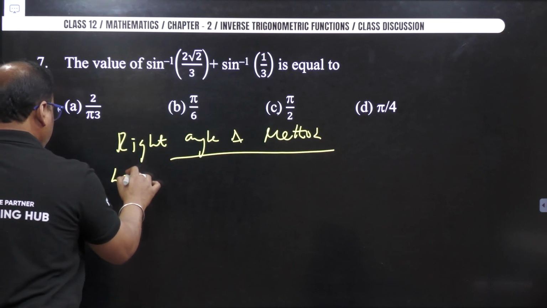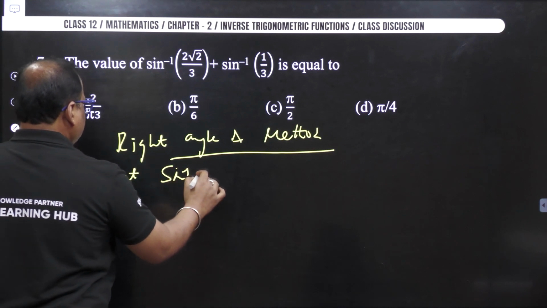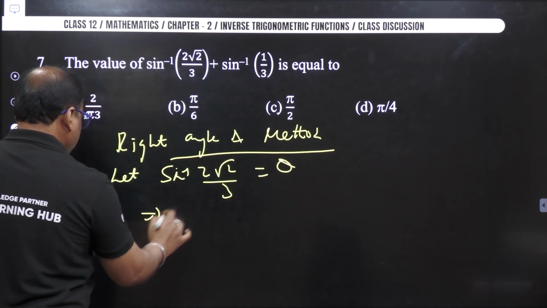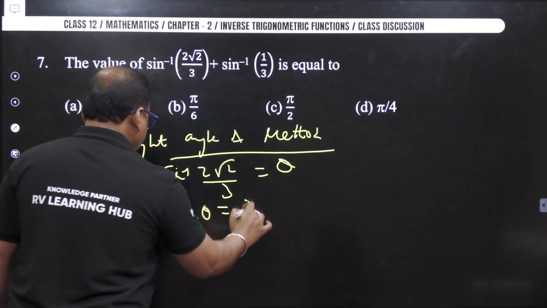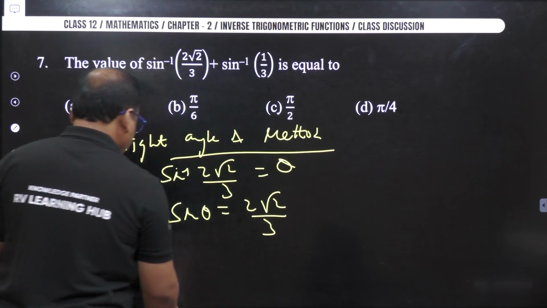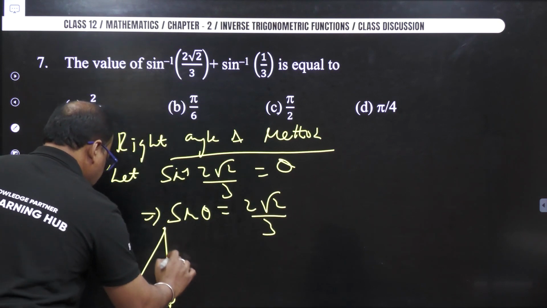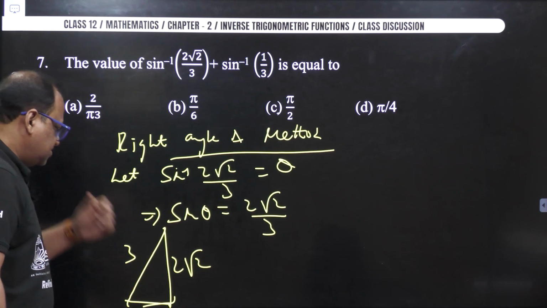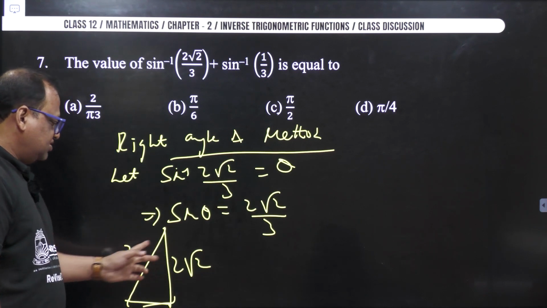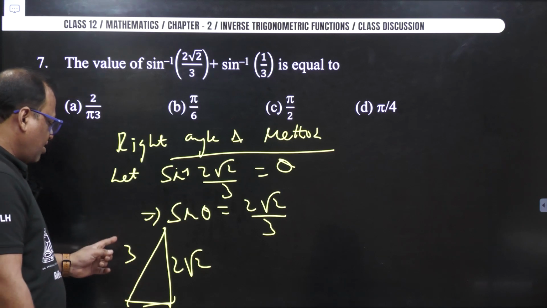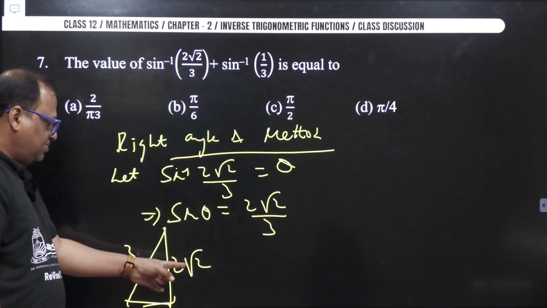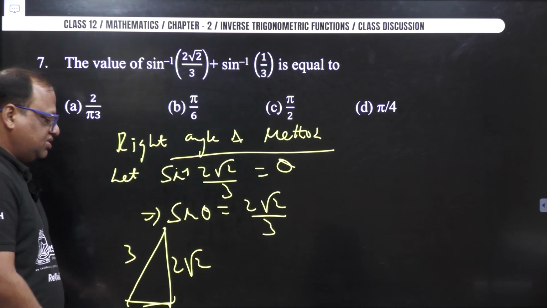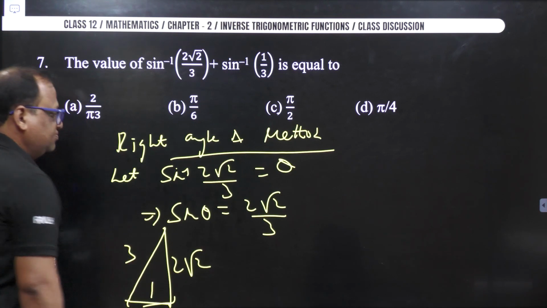ಲೆಟ್ ನೀಟಾಗಿ ತಿಳ್ಕೊಳ್ಳಿ ಇದನ್ನ. sin inverse of 2 root 2 by 3 is equal to theta. So this implies sin theta is equal to 2 root 2 by 3. Right? So what is the adjacent value? Using the Pythagoras theorem, 3 square is equal to x square plus 8. So x square is equal to 9 minus 8, which is 1. So this value is 1.